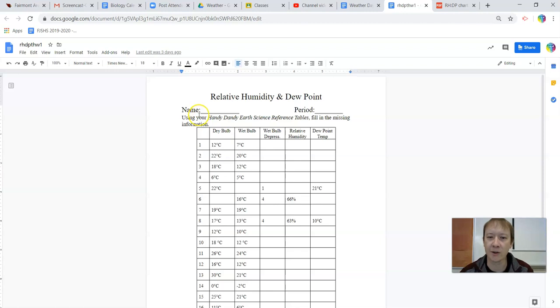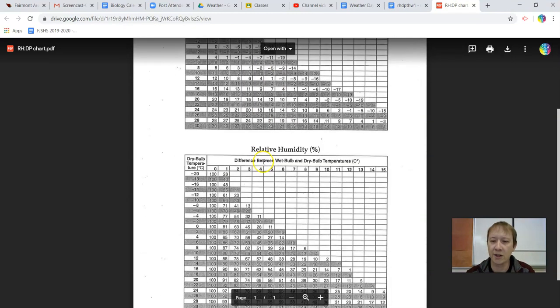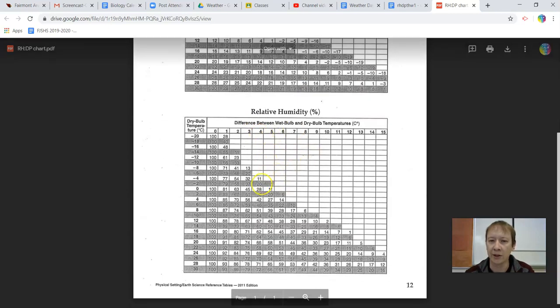All right, so here it says, using your handy dandy earth science reference tables. Those reference tables are the relative humidity and dew point charts that you find on this page right here. There are a couple of key things I want you to pay attention to. If you notice, there are two charts here. We have the dew point chart at the top and the relative humidity chart down here at the bottom.